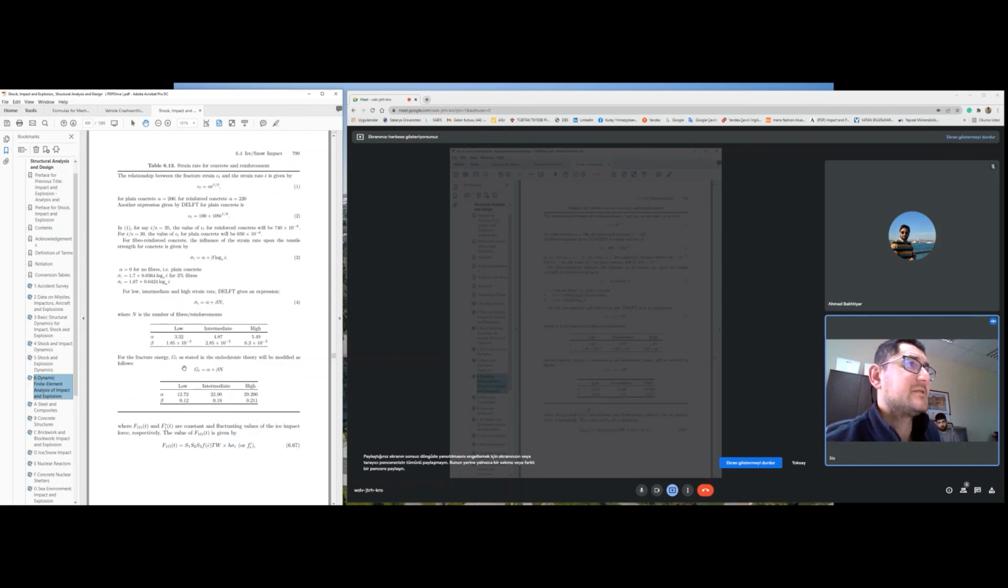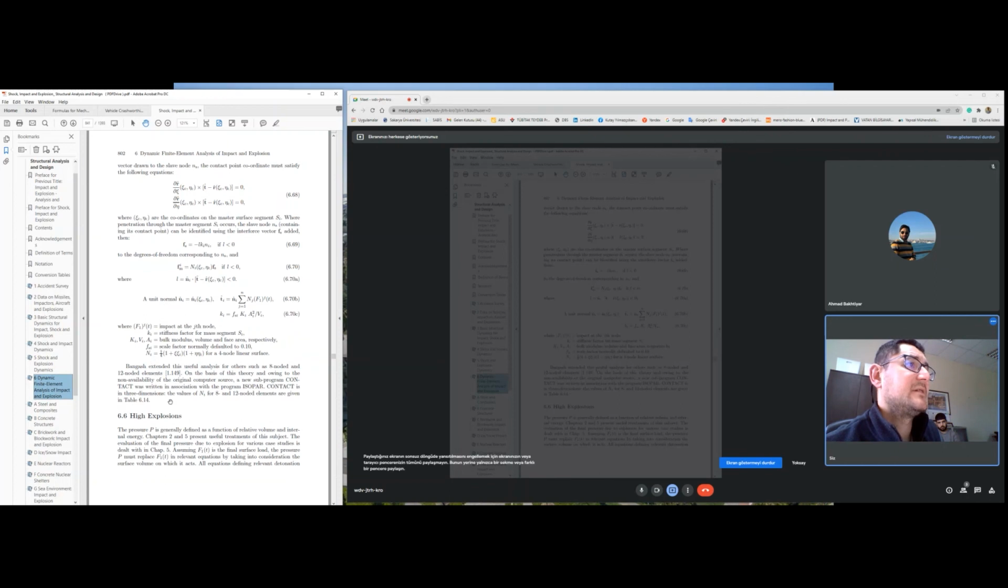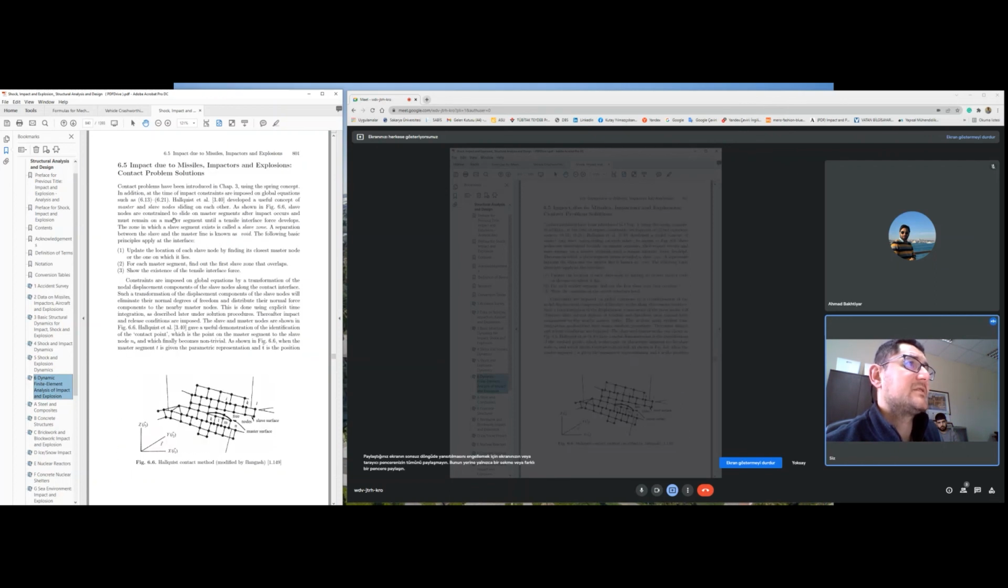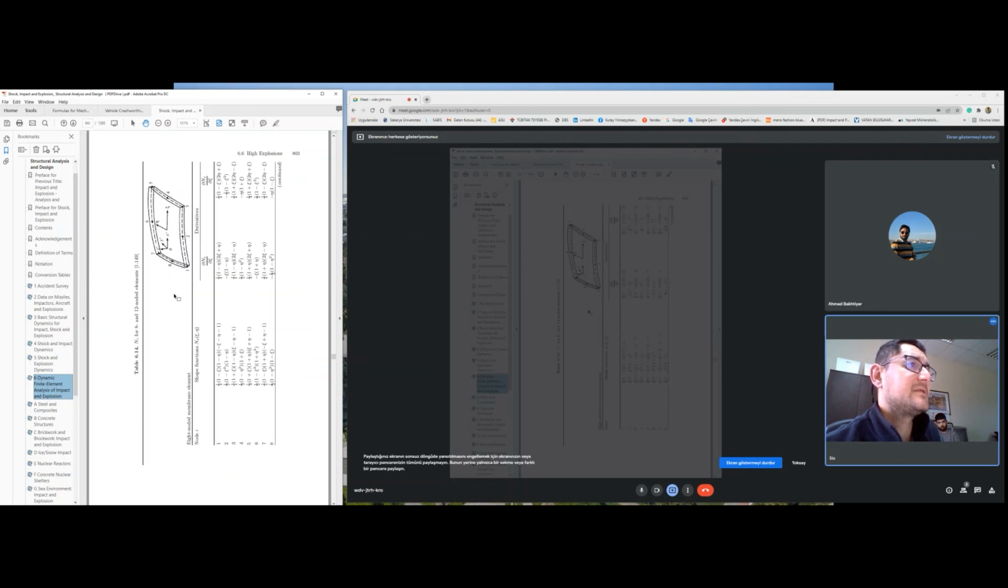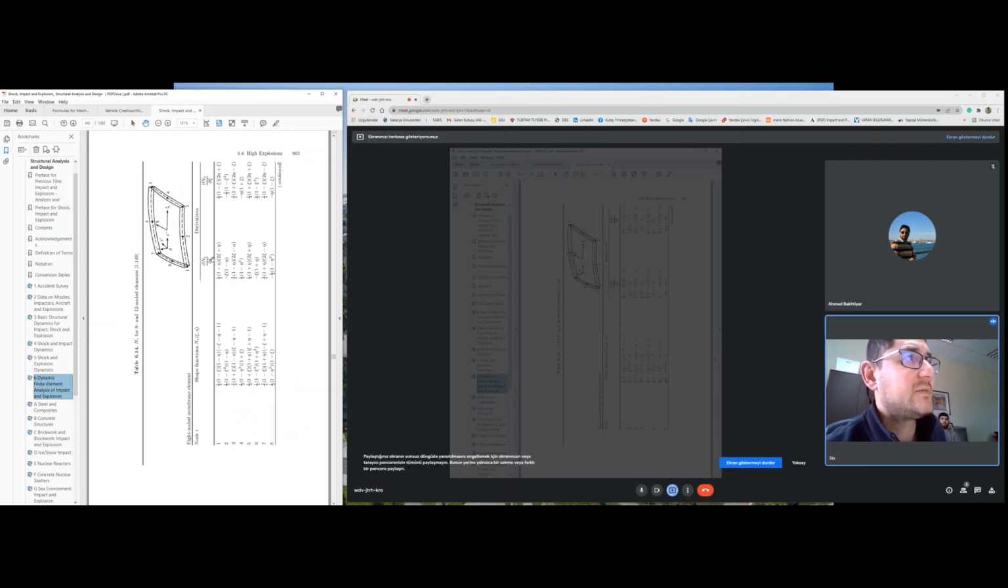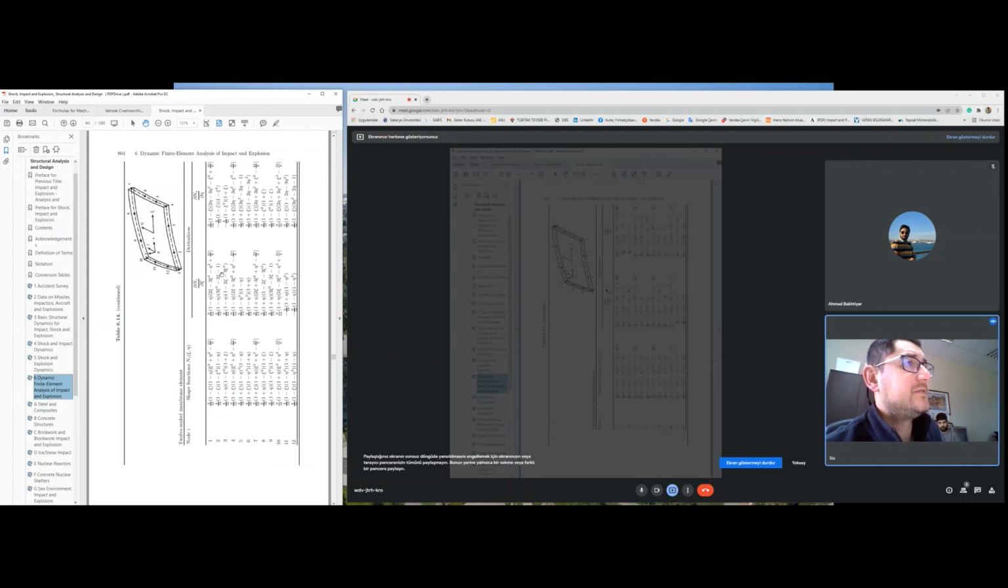6.4 is different. We can pass it. High explosions. We can pass it. Now let me check 6.5. 5, 6 pass. But again, high explosions. We are not using high explosions, but in the future, if you're gonna study, these tables will be helpful.